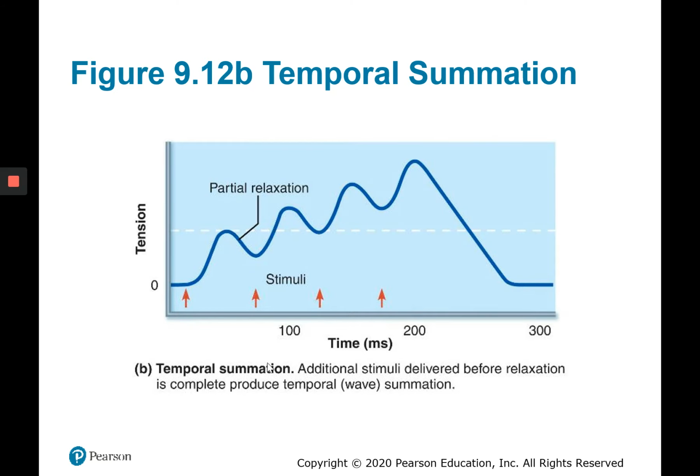So here we can see temporal or wave summation. The stimuli are much closer together than the example we saw with the individual muscle twitches. So before each contraction is able to relax, we're going to have another contraction, and that's going to build off of or piggyback on the previous tension that wasn't yet dissipated. So here we see unfused or incomplete tetanus, where we're still seeing partial relaxation between each stimulus.